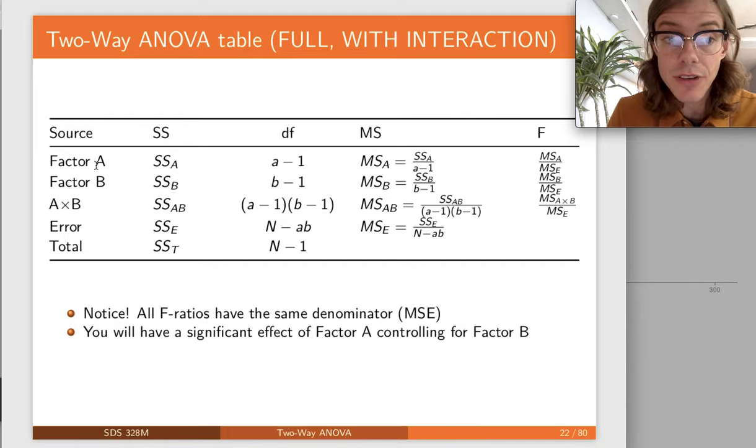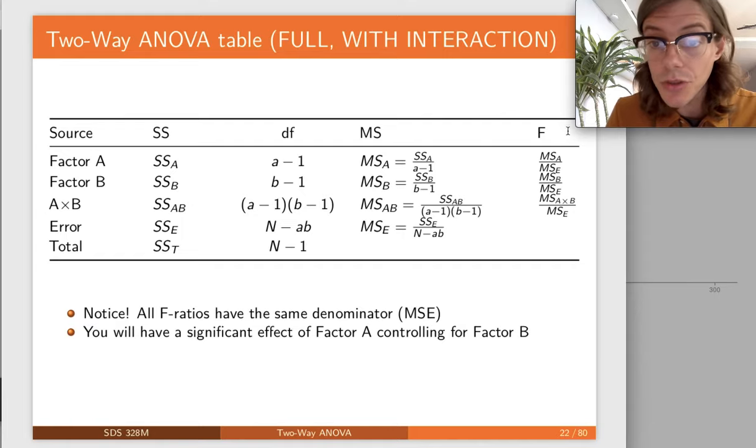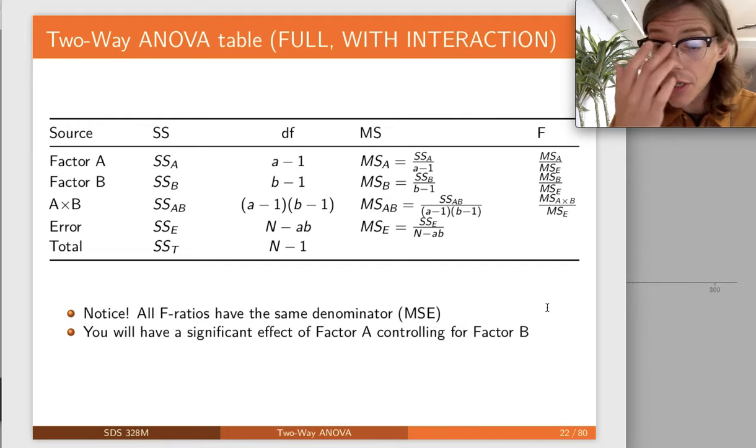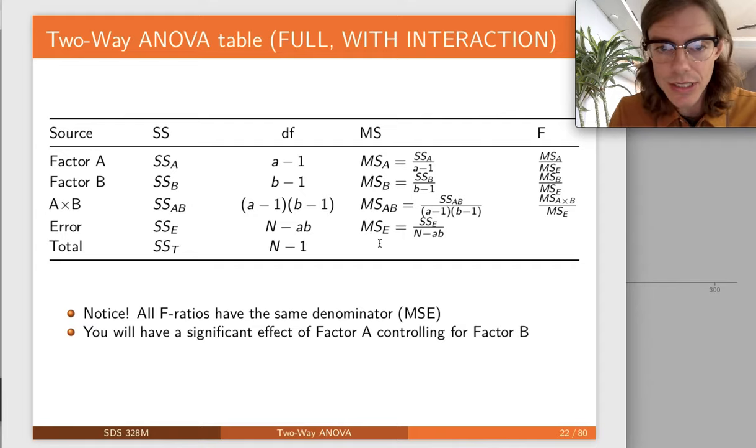We're testing the effect of factor A, the effect of factor B, and the A by B interaction. So these F ratios, you have the mean square for factor A compared to the error, the mean square for factor B compared to the error, and the mean square for the interaction compared to the error. Notice the denominator is the same every time. It's still this error mean square. The noise is the same for all these F ratios. The only thing that changes is the numerator, the mean square for each of the specific effects you're testing.